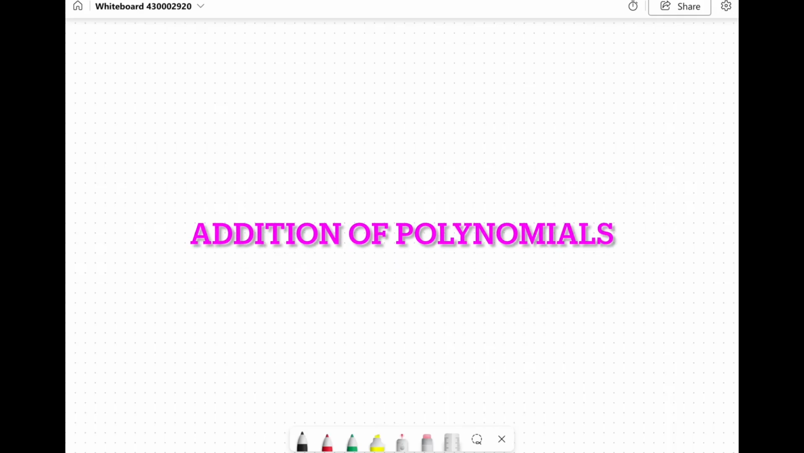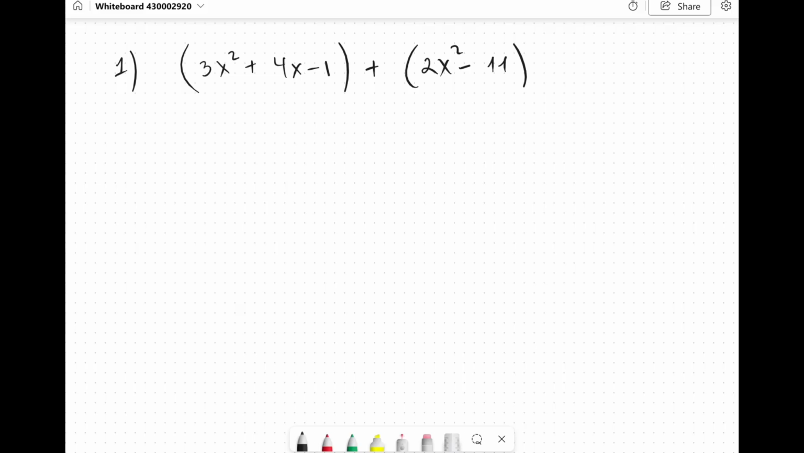This is addition of polynomials. Here is the first example. This problem is asking you to add a quadratic trinomial to a quadratic binomial. When it comes to addition or essentially subtraction of polynomials, all you have to do is combine like terms.